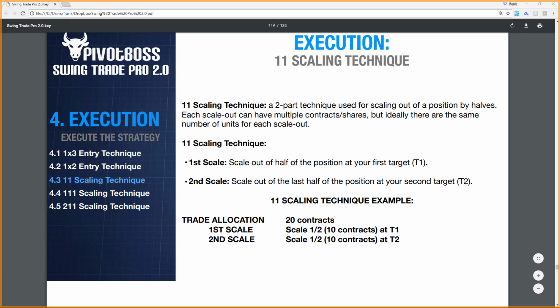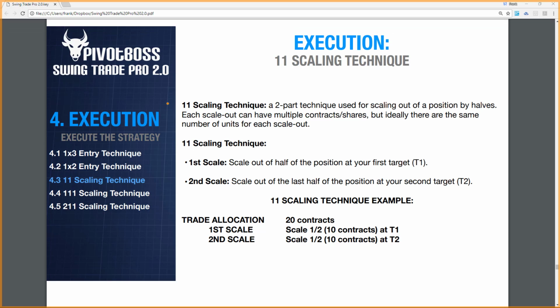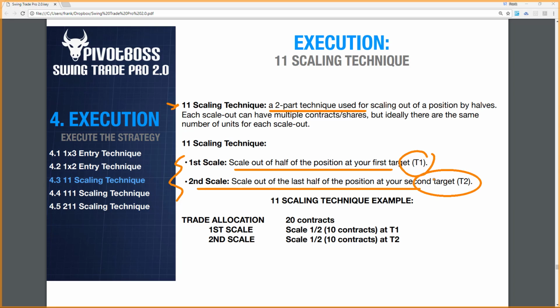So number one, the 1-1 scaling technique is a two-part technique used for scaling out of a position by halves. Each scale out can have multiple contracts and shares, but ideally there are the same number of units for each scale out. Over here, the first scale out of half of the position at your first target, T1, and scale out of your second and last portion of your position at target 2, right? The second target. Very simple.